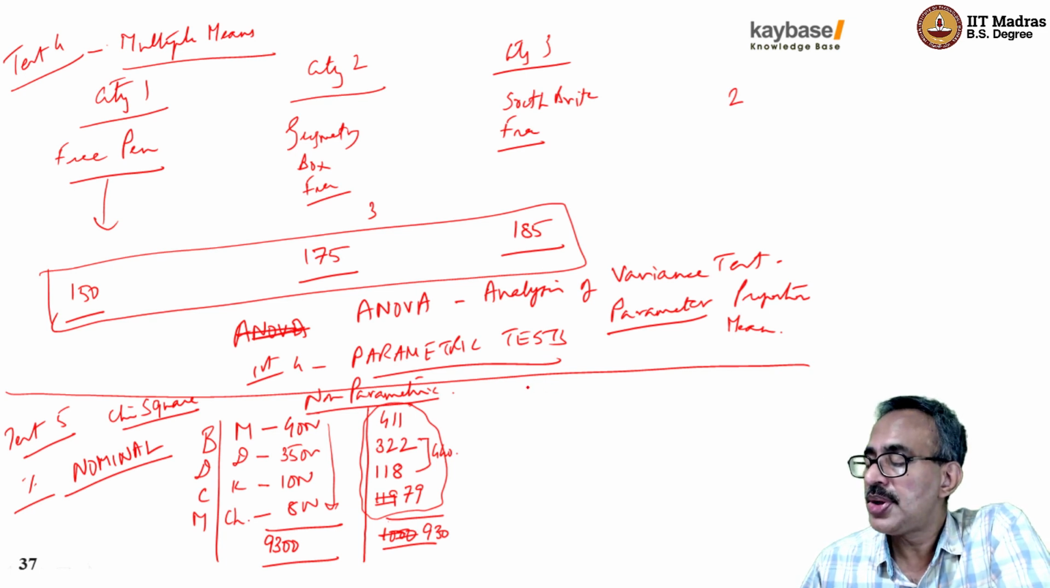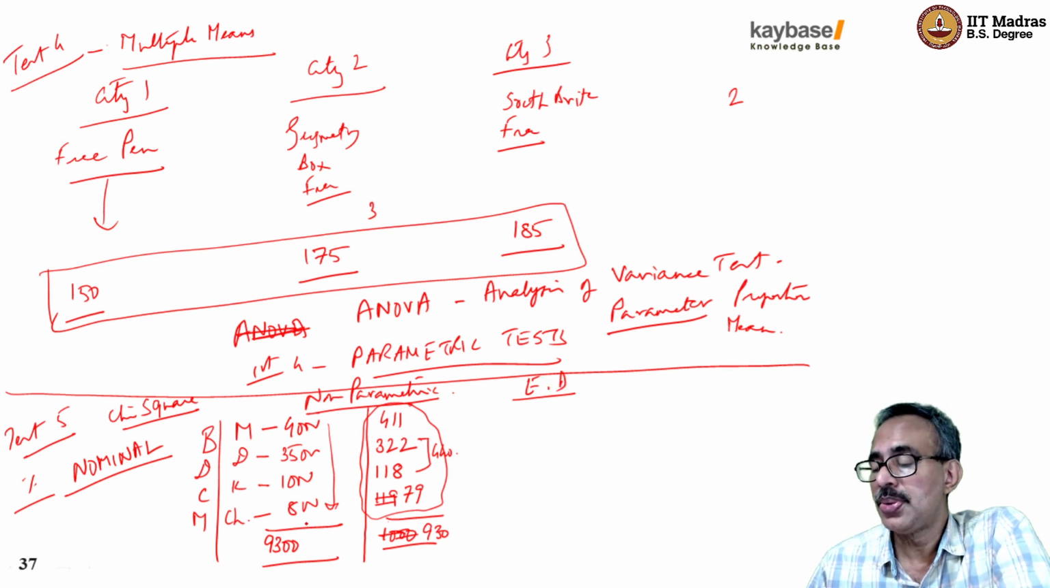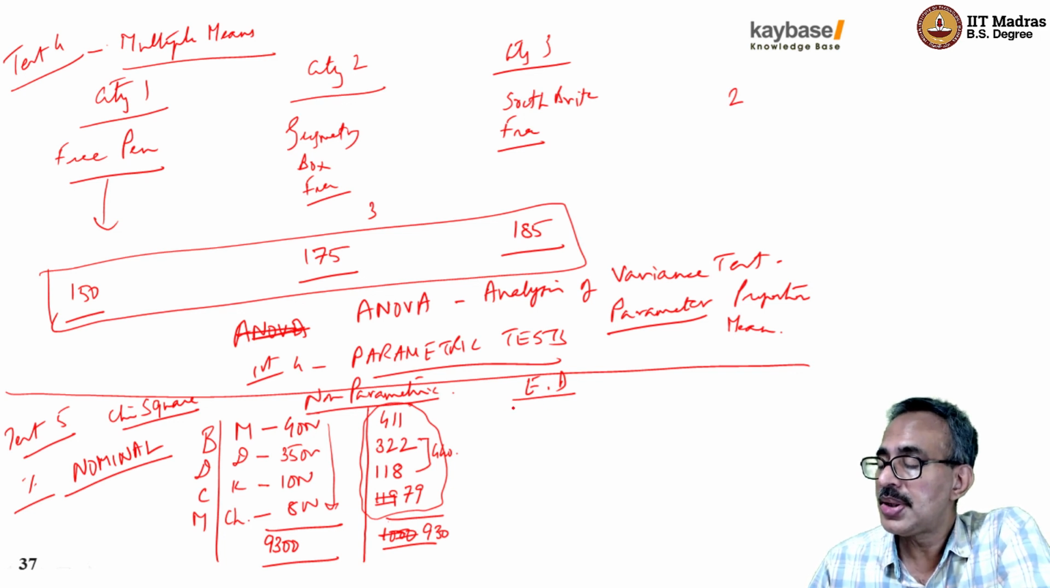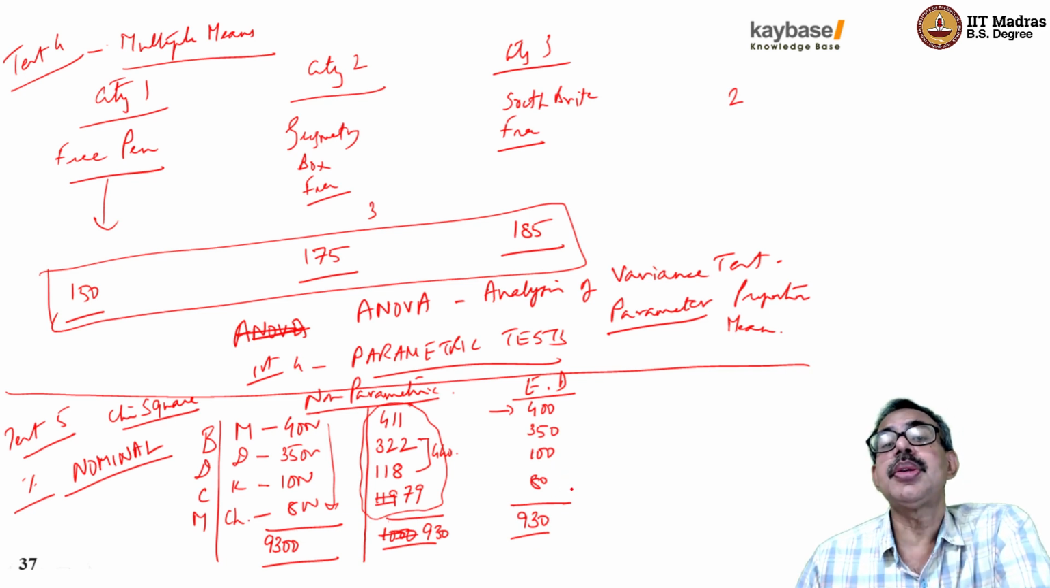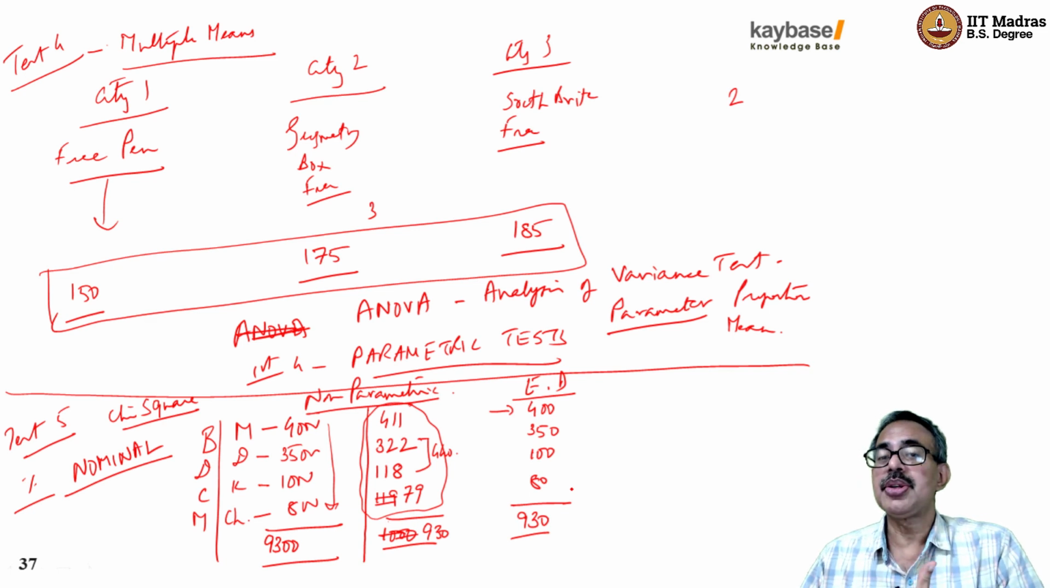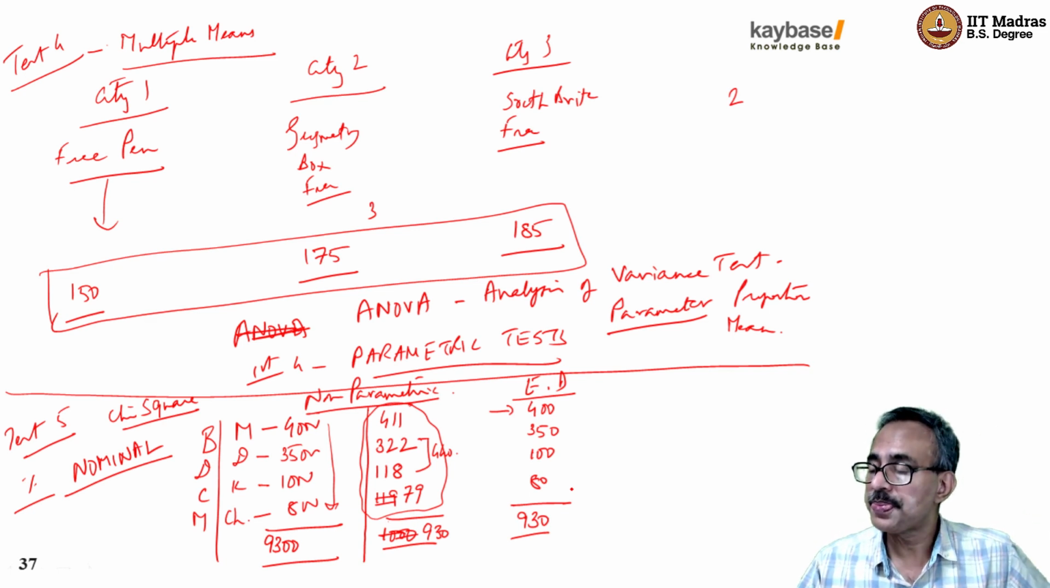Now, in a chi-square test, we first work out what is known as the expected distribution. So, if in 9,300 population there are 4,000 customers, then in 930 there should be 400 customers. There should be 350. There should be 100. And there should be 80. And that's 930 for you. Right? 450, 750, 850, 930. This would be the expected distribution if our sample distribution is exactly matching the population.